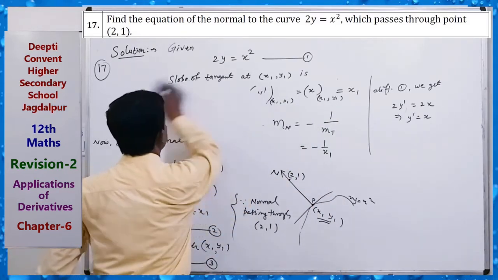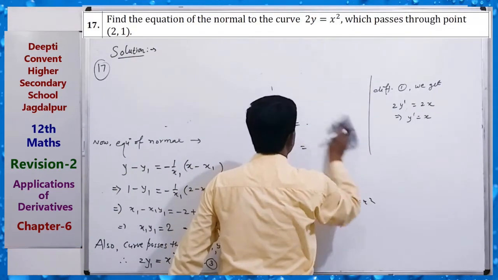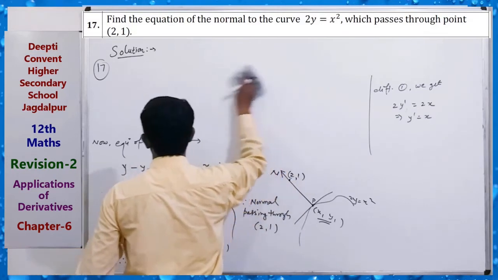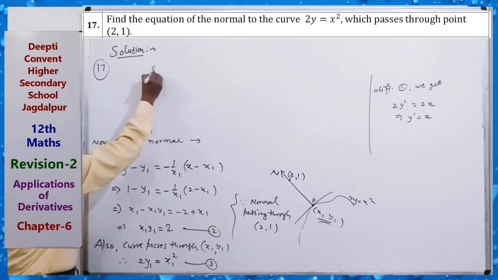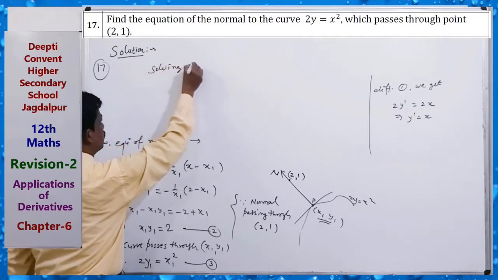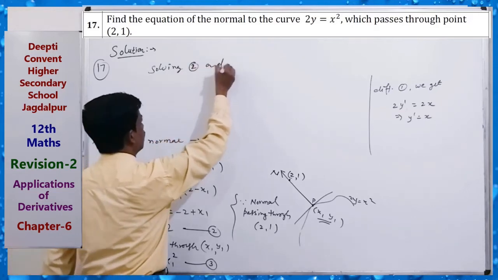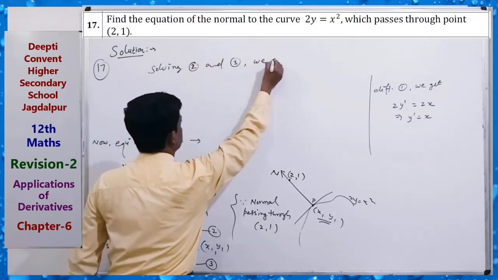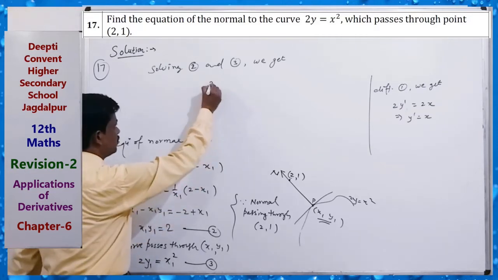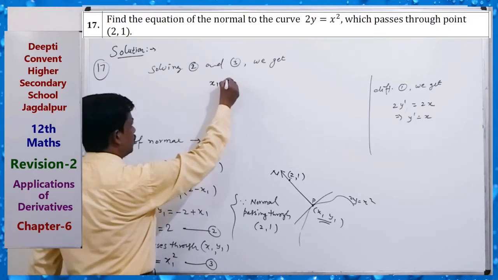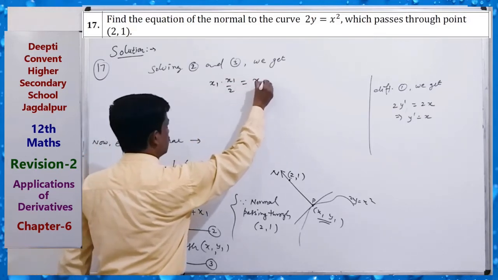Our target is finding the equation of normal. So solving second and third, we get what? You can put the value of y1 in place of here, x1 square by 2. x1 square by 2 means what? x1 into x1 by 2 equals to x1 square.